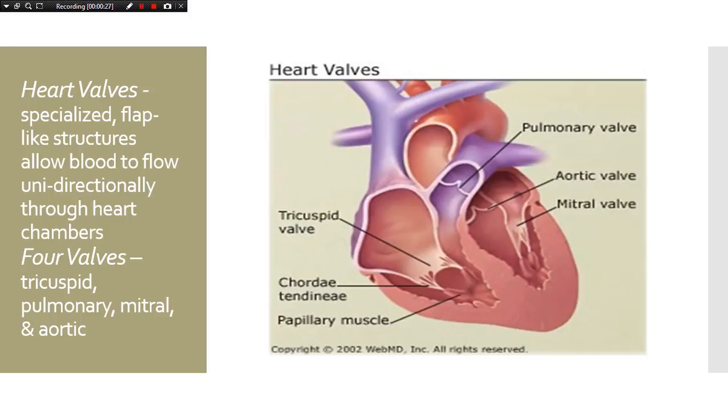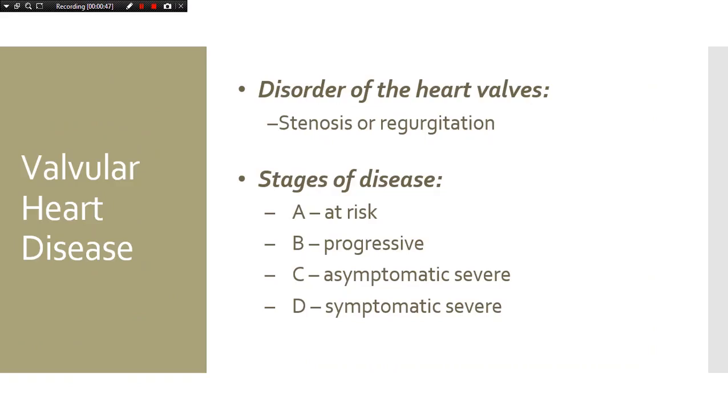The heart contains two AV valves, your mitral and tricuspid, and two semilunar valves, your aortic and your pulmonic, which control blood flow through the heart. Your heart valves are specialized flap-like structures that allow blood to flow in one direction through the chambers. Valvular heart disease is characterized according to the valve or valves affected and the type of dysfunction, such as stenosis or regurgitation. The pressure on either side of an open valve is normally equal.